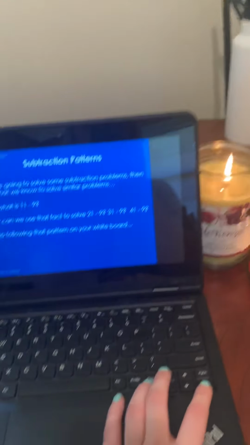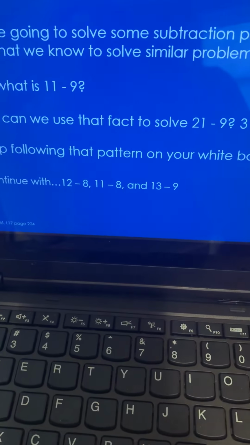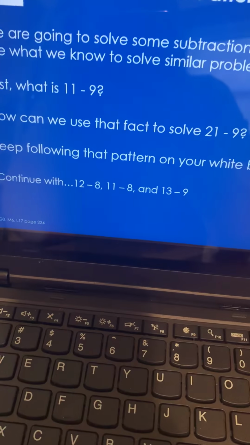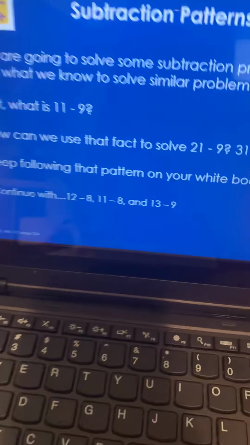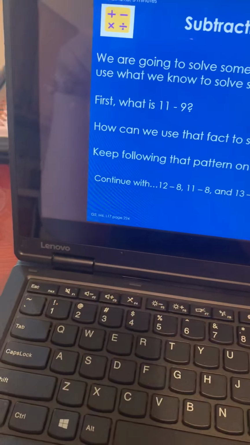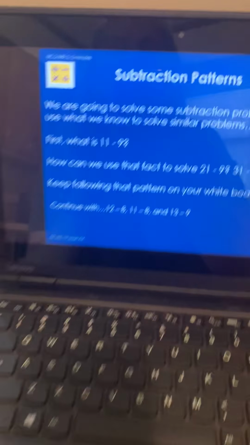Okay, clean board. So now we're not going to do all 3 of these just because I don't want this video to be super long and I want to get into the meat of the lesson. Let's do this one, 11 minus 8. We're going to do 11 minus 8 to start off our pattern sequence.